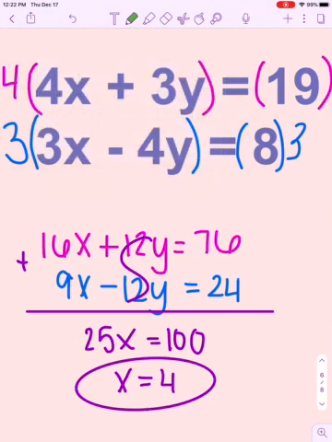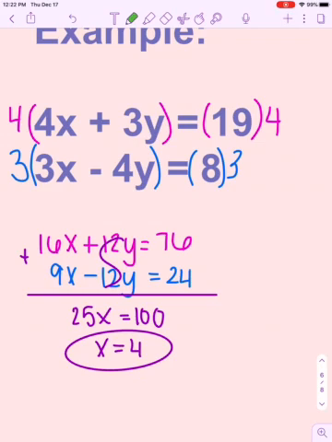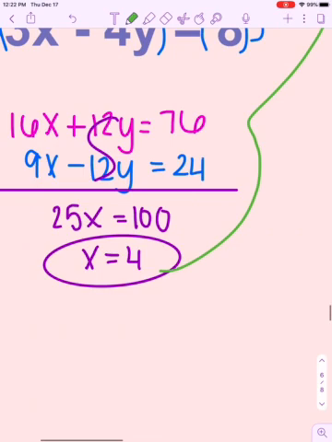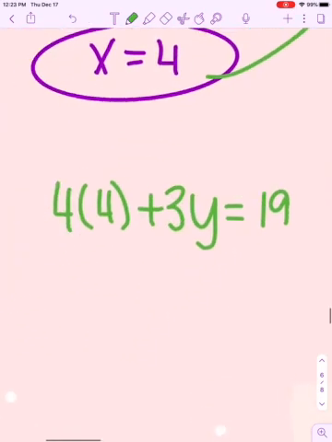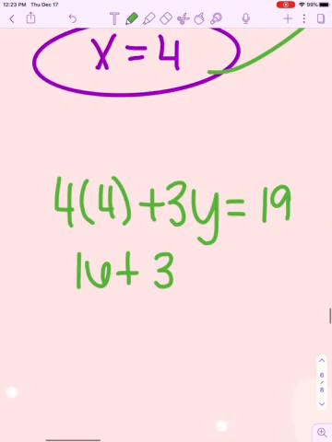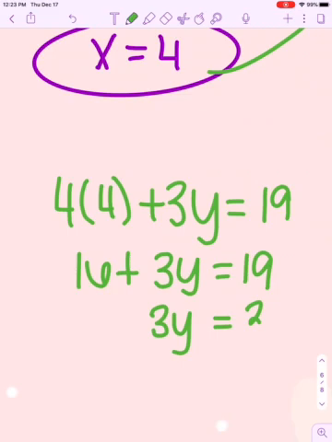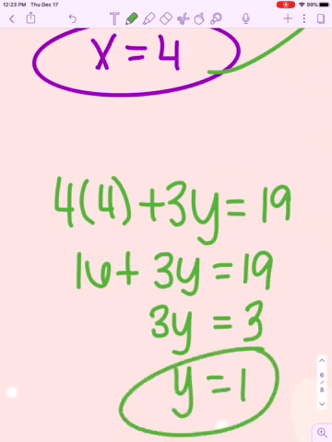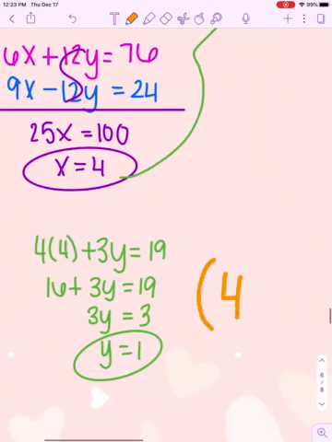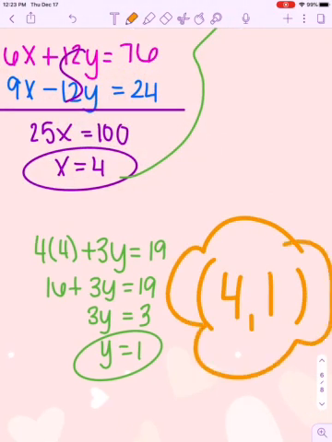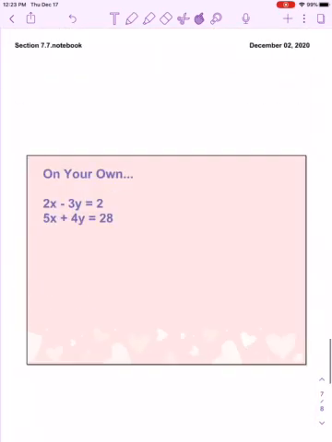And then we can go ahead and plug that back in to any of the equations we have. I'll go to the top one. Okay. 4, we now know x is 4, plus 3y equals 19. So that is 16 plus 3y equals 19. Subtract the 16 gives you that 3y is 3. Divide by 3 and get that y is 1. Final answer is going to be that x is 4 when y is 1.